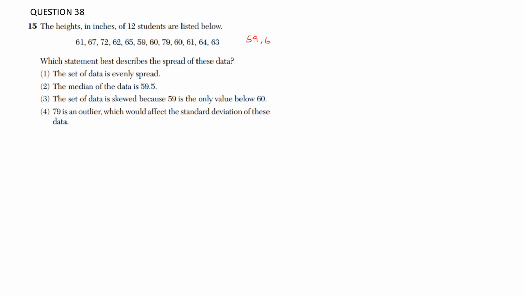59, 60, we have two of them, right? 60, 60. You have two 61s. You have 62, 63, 64, 65. You have a 67, 72, and 79.